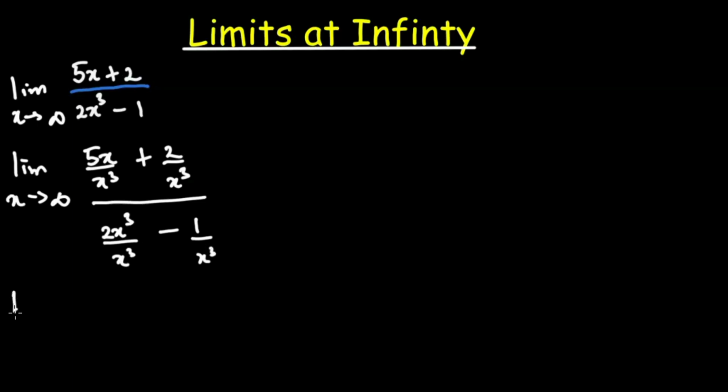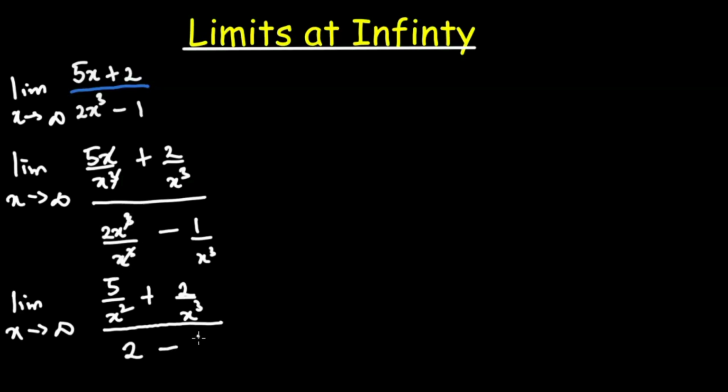And so we're going to have the limit as x tends to infinity. Here when we divide this, x takes care of one of the x's, and we're left with 5 over x squared plus 2 over x cubed. Let me rewrite this. So we have this all over, x cubed cancels out x cubed. We're left with 2 minus 1 over x cubed.